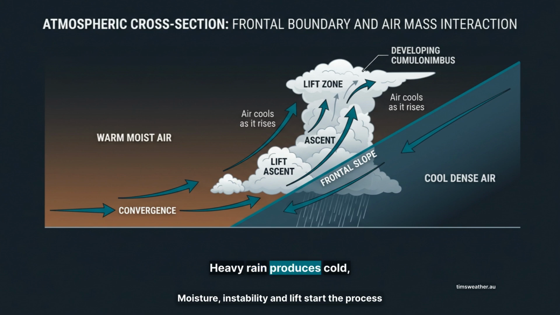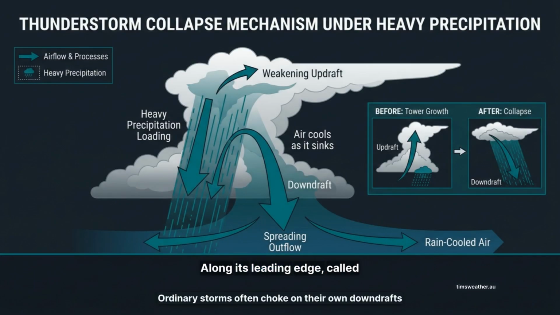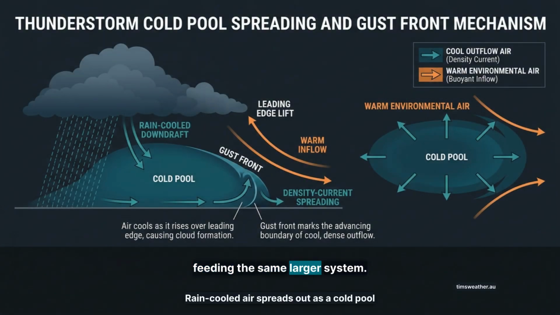Heavy rain produces cold, dense air that sinks to the ground and spreads out like a shallow wedge. This is the cold pool. Along its leading edge, called the gust front or outflow boundary, the cold air shoves underneath warm, humid air and forces it upwards. That lifting triggers fresh thunderstorm cells along the boundary. As nearby cold pools merge, many separate storms start feeding the same larger system.